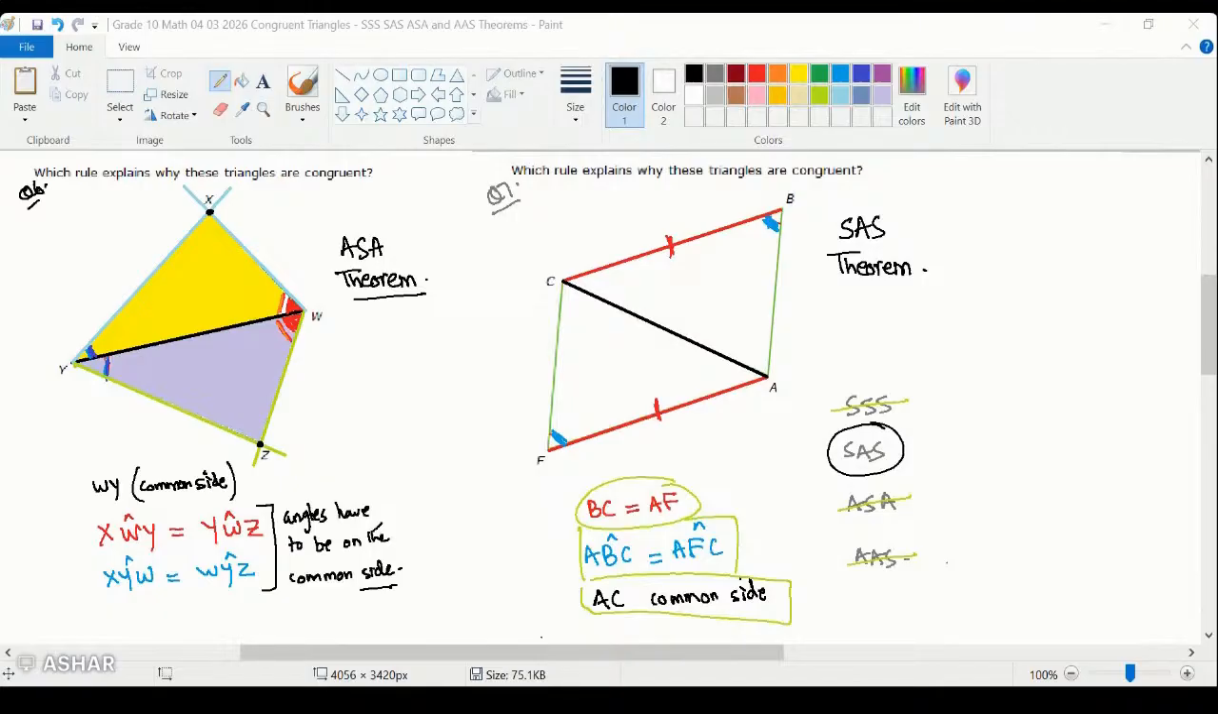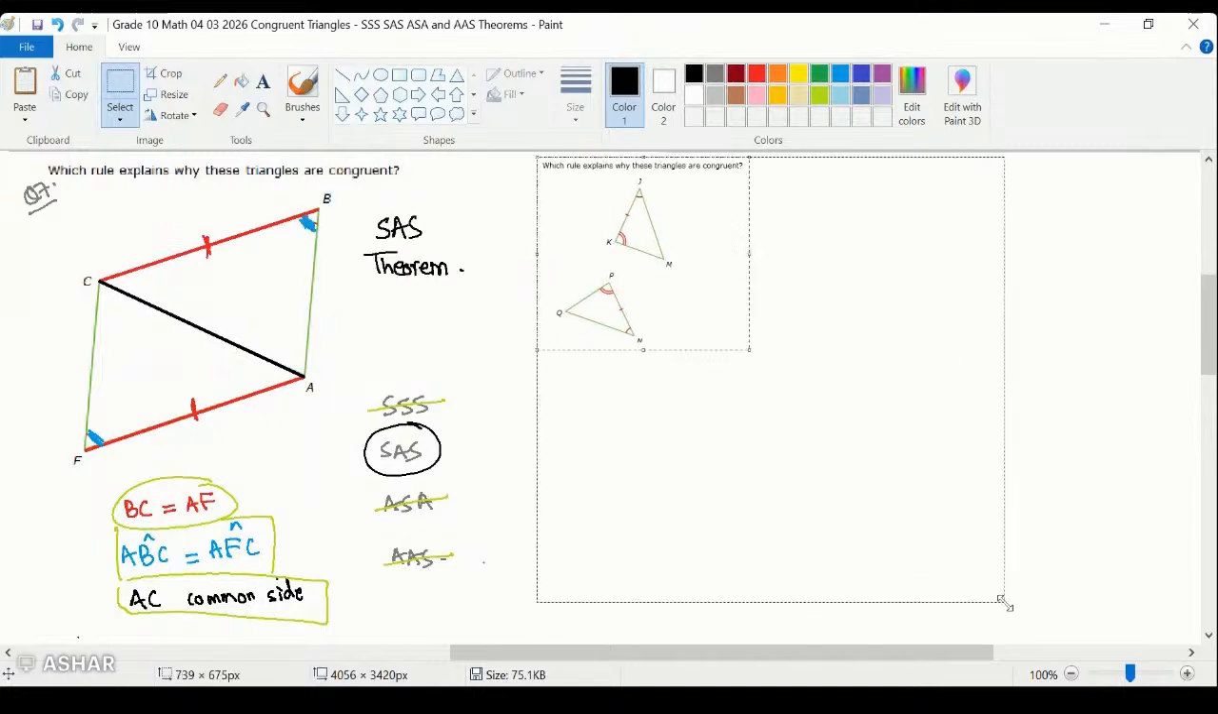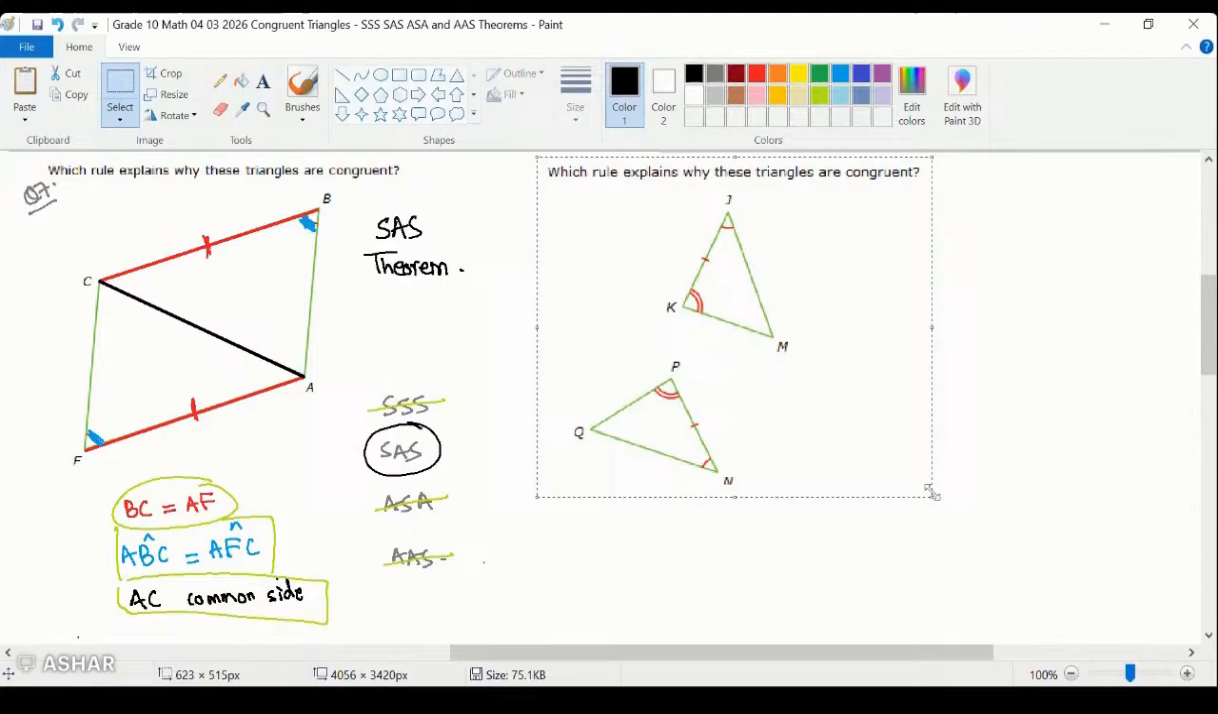Okay, let's move on to the next question. Let's look at another example. Which rule explains that these two given triangles are congruent to each other? Okay, let's see. Question number 8. In question number 8, this is the given information. This would be our question number 8. Okay, let's see.